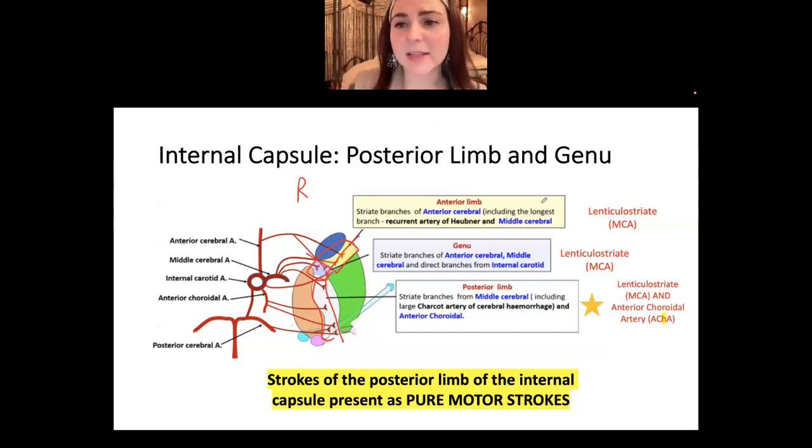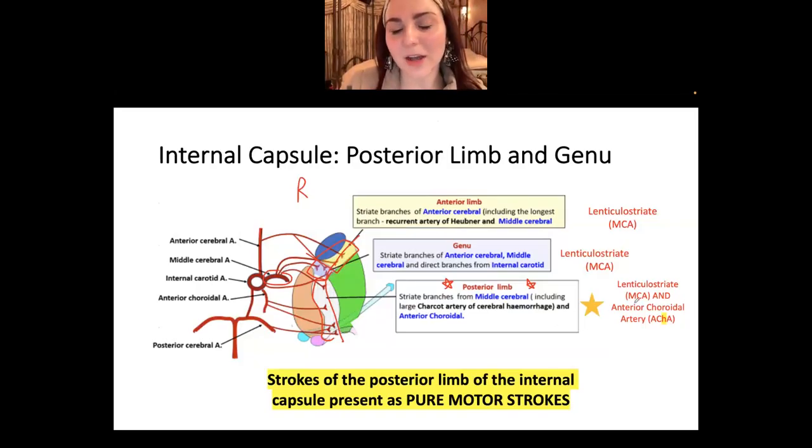And you can see everything is supplied, well, all of these are supplied by the lenticulostriates, but there are some other arteries that supply it. For example, the recurrent artery of Heubner. Sure, but again, low yield. The most important is going to be down here, your posterior limb. This is usually always going to be supplied by your lenticulostriates, which come off the MCA, which is kind of showing you somewhere right here. So they drew it. This is your MCA. It's supplying all of them, or it should be at least.